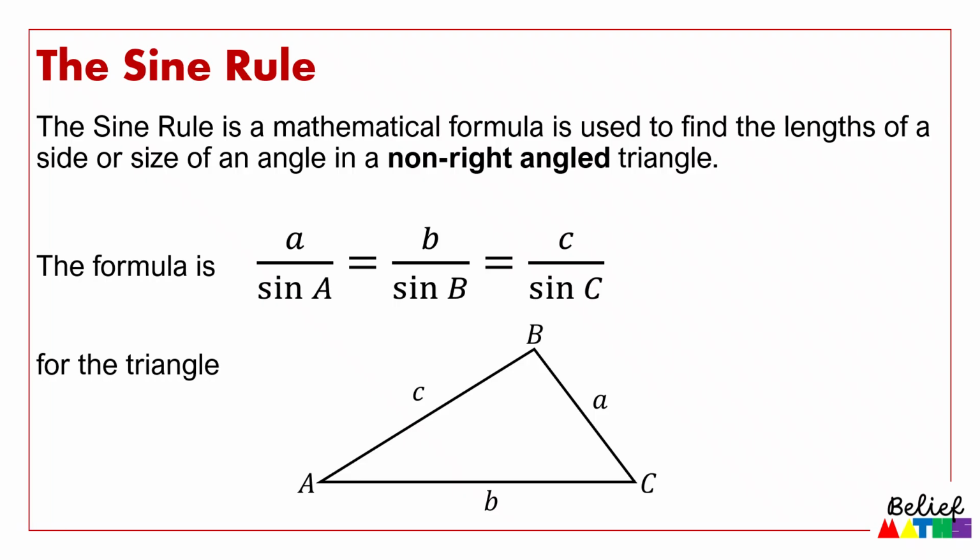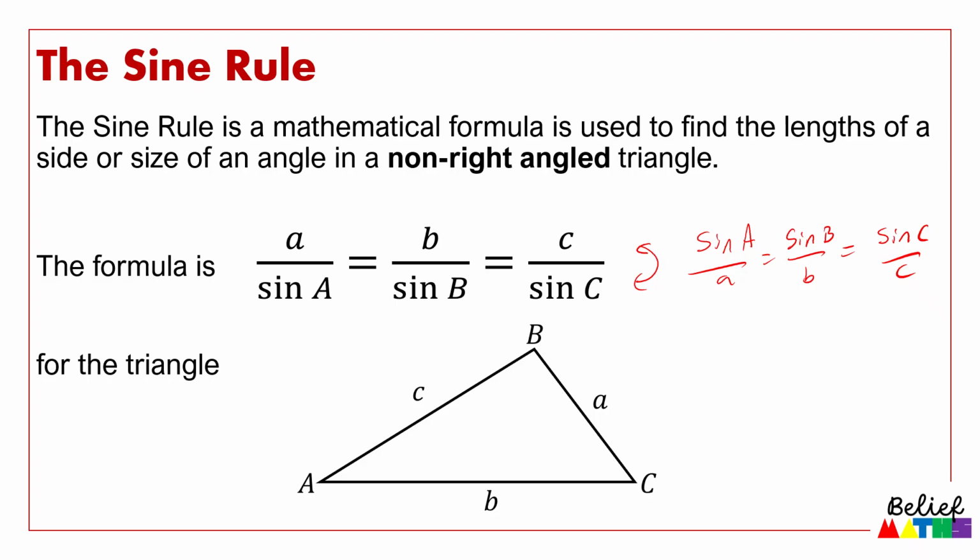Now the sine rule is a mathematical formula used to find the lengths of a side or the size of an angle of a non-right angle triangle. And that's the formula there. So it's a over sine A equals b over sine B equals c over sine C. Now this formula can be flipped over, so you can put sine on top, so you could have sine A over a, sine B over b, and sine C over c. And that's relevant to any non-right angle triangle.